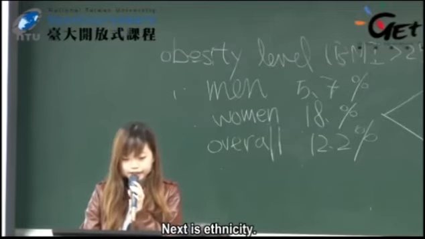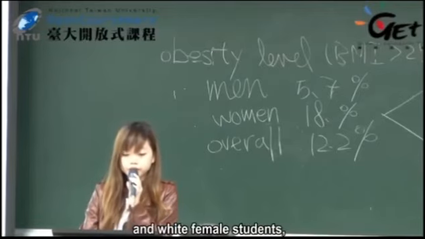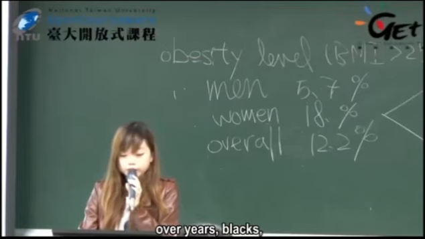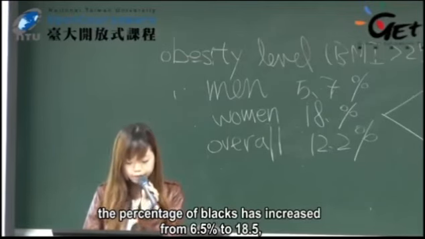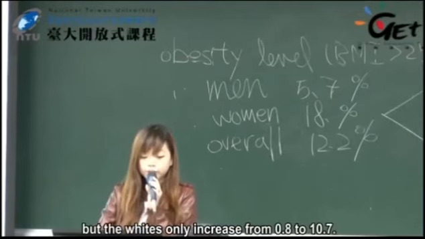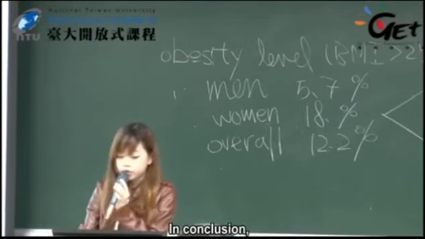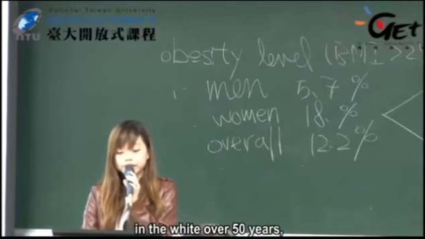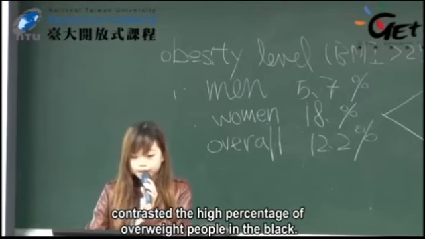Next is ethnicity. Scientists have made a study on black and white female students, and they found out that over the years, the percentage for the blacks has increased from 6.5% to 18.5%, while the whites only increased from 0.8 to 10.7. In conclusion, there is a small increase in overweight in the whites over 50 years, in contrast to the high percentage of overweight people in the blacks.